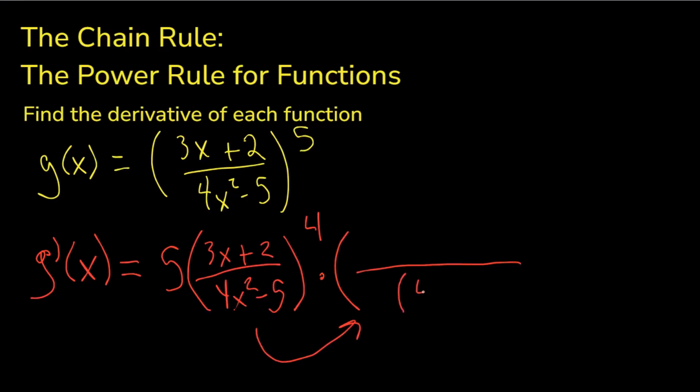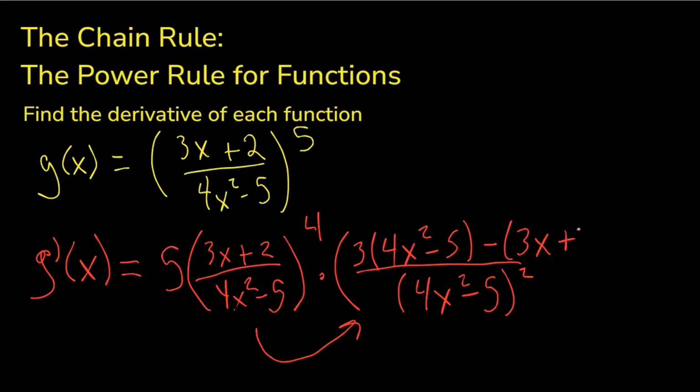So the denominator squared, then the derivative of the top, 3, times the bottom, 4x squared minus 5, minus the top, 3x plus 2, times the derivative of the bottom, which is 8x. We could simplify this further algebraically.